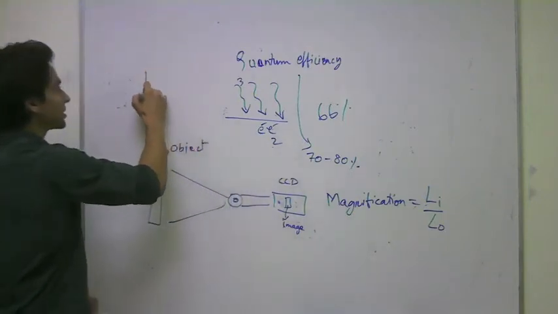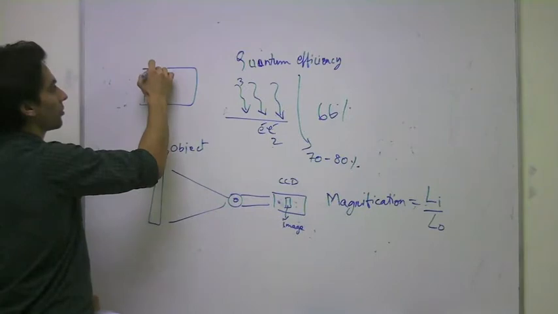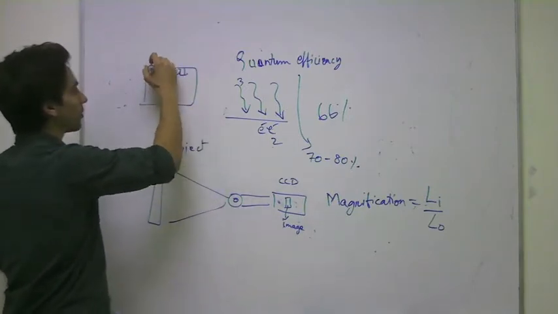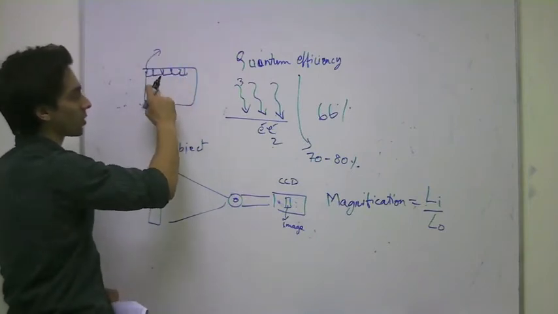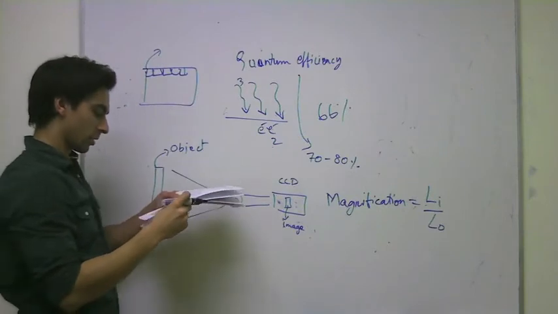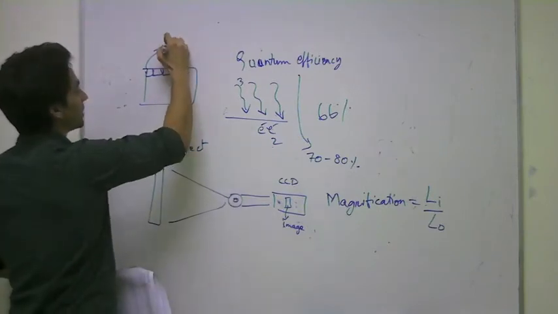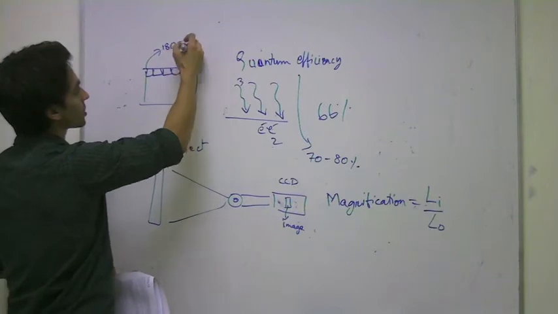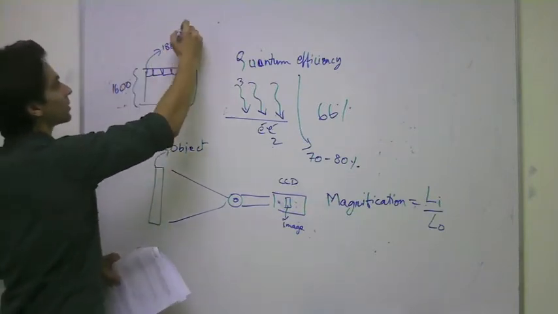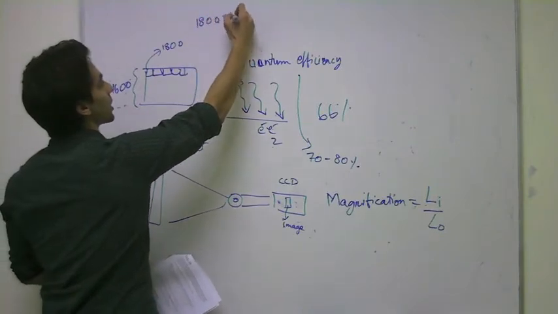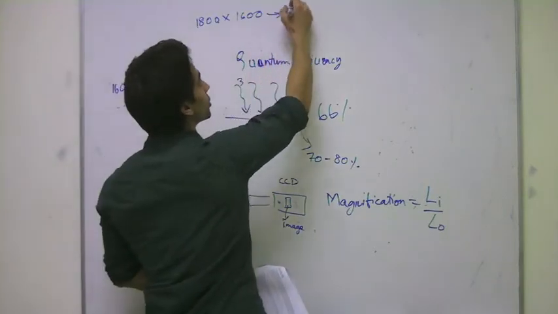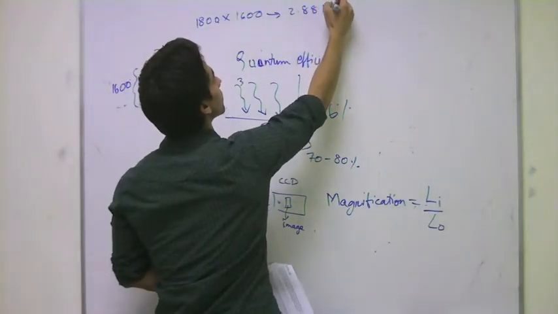Resolution is simply the number of capacitors. So usually you would have millions of capacitors on one CCD. So the number of capacitors is called the resolution. For example, you might have 1800 columns of capacitors and 1600 rows, okay. So then the resolution would be 1800 times 1600, which might turn out to be 2.88 million capacitors.